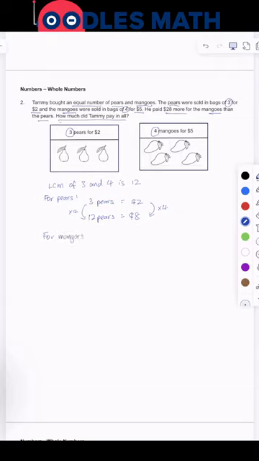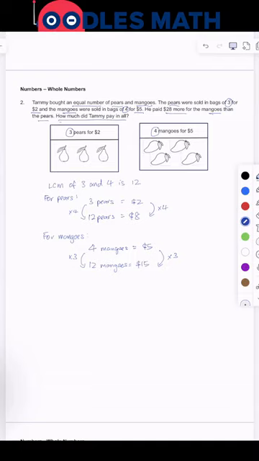Alright, now for mangoes, let's take a look at mango. Now for mangoes, it is sold at 4 mangoes for $5. Alright, so in order to get 12 mangoes, again, we will need to multiply by 3 to get 3 groups of 4. So the same on the right hand side. And we managed to find for 12 mangoes, it will cost $15.